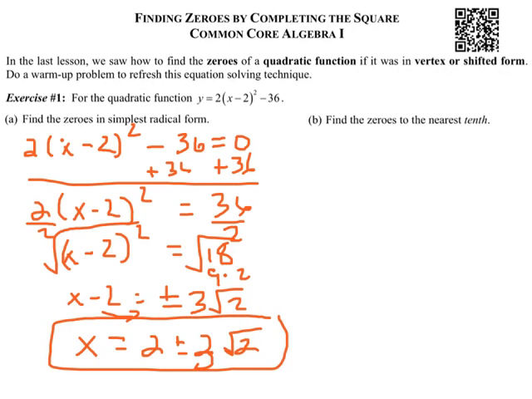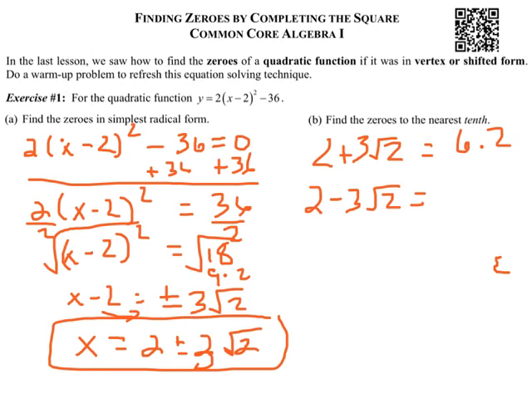Now, in part B, they want us to find a zero. So you have to find 2 plus 3 radical 2. And if you plug that in your calculator, you actually get about 6.2. And the other one is 2 minus 3 radical 2, and on that one, you get negative 2.2 to the nearest tenth. So those are your answers right there, okay? Not hard to do, just like we did in the last lesson. Now you're actually doing the solving part. We're taking the next step. All right, let's move on to exercise 2.